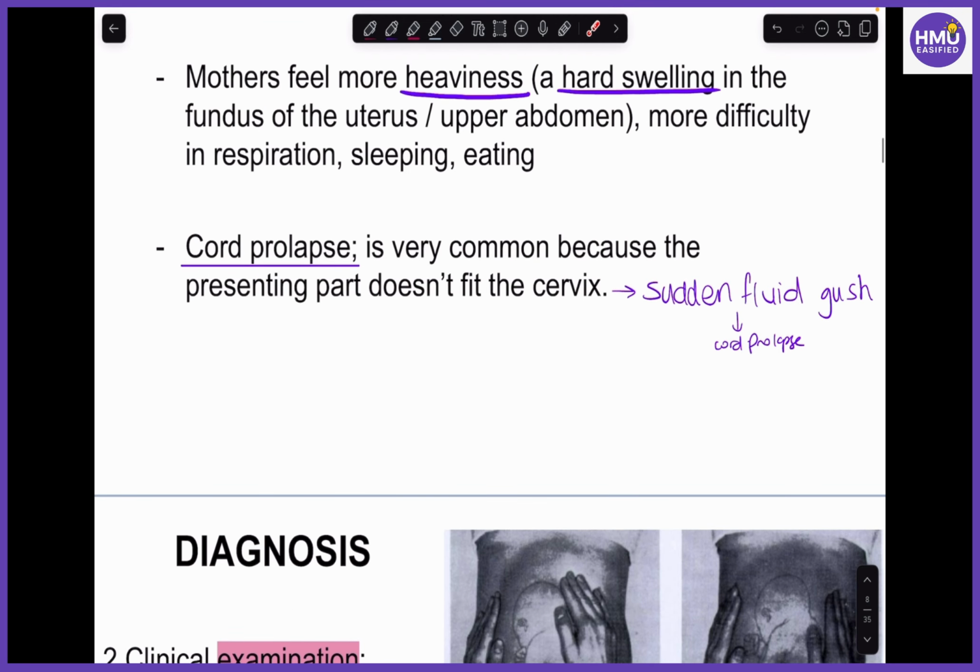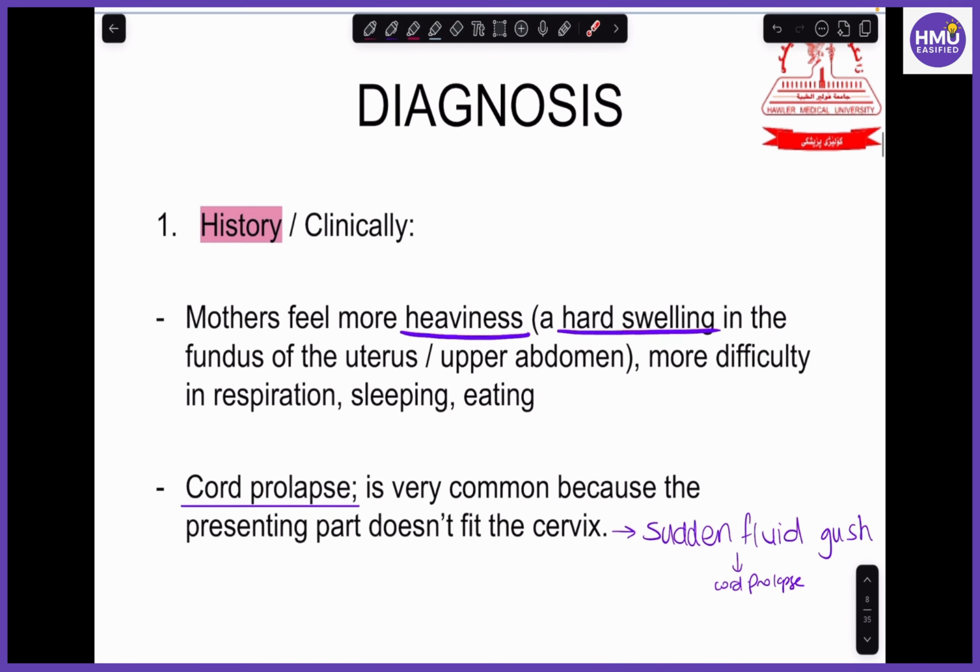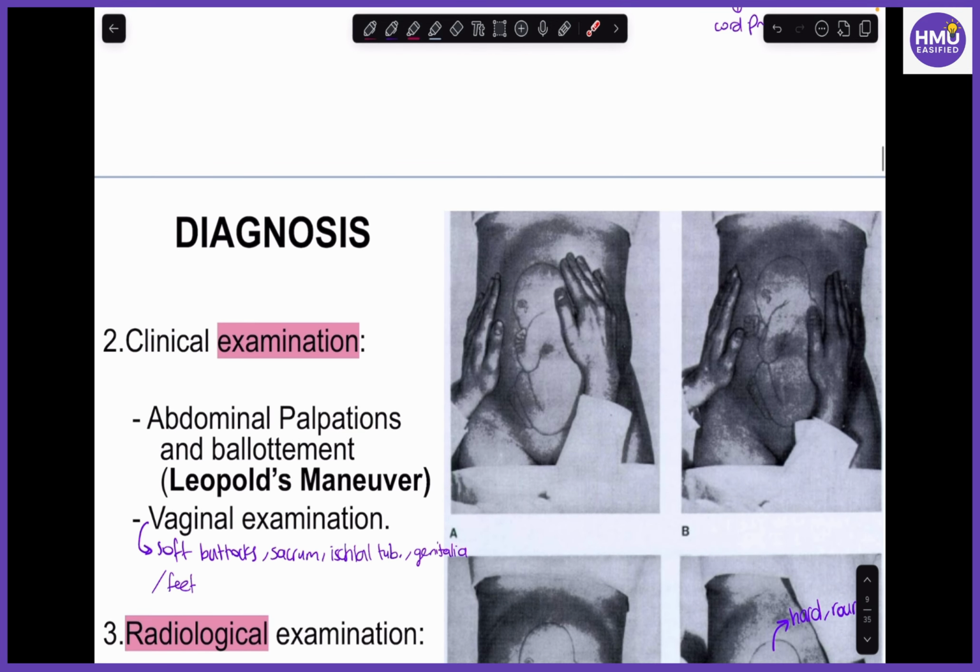Also, there will be cord prolapse, because when it's breech, it cannot occupy the whole pelvis, so there will be gaps. So when there is rupture of membranes, there will be a sudden fluid gush. So there will be sudden fluid gush, and with the fluid gush there can be cord prolapse. That was the history.